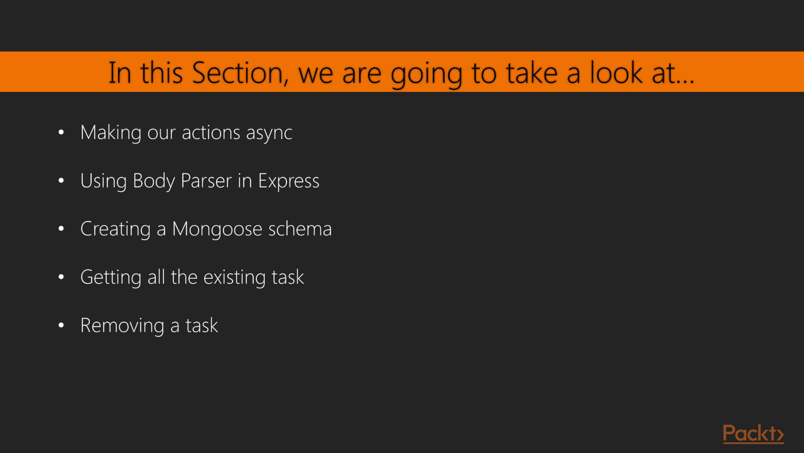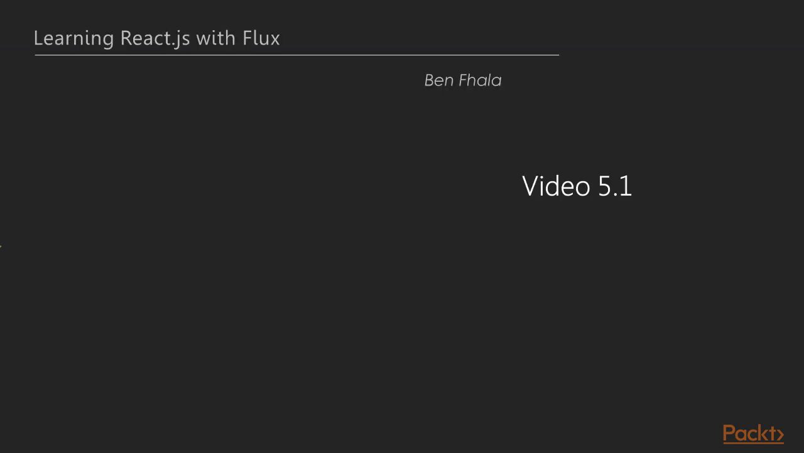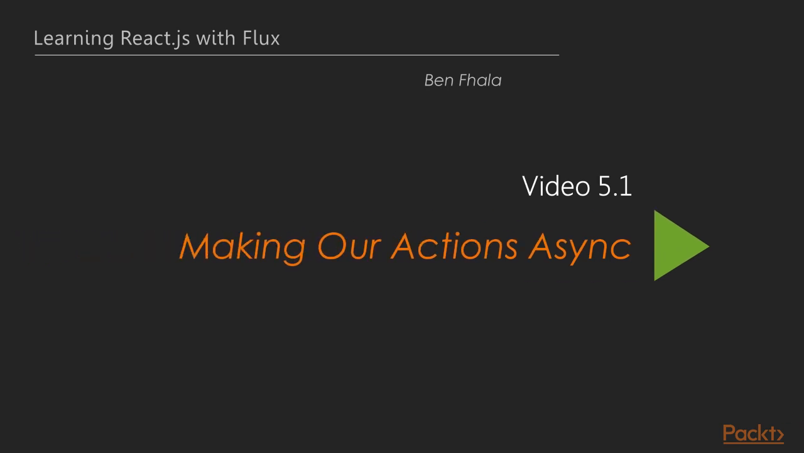and Express, have our server save the data into a database, technically speaking, into Mongo using a Mongoose schema, and then we'll save that task into Mongo, pushing it back all the way to the client, making sure that we can get all those tasks that already exist as well. Last but not least, we'll also remove a task, going through the full flow again. So let's jump right into the first lecture, which is making our actions asynchronous.